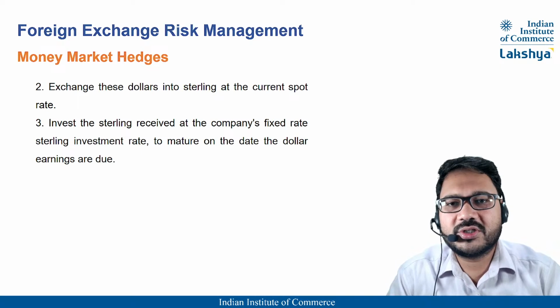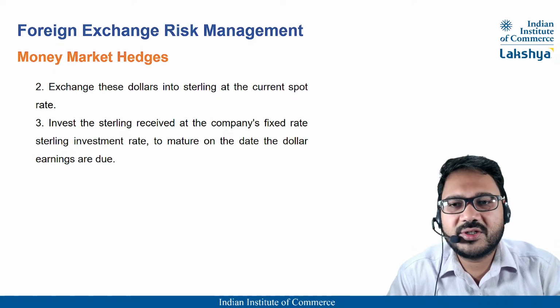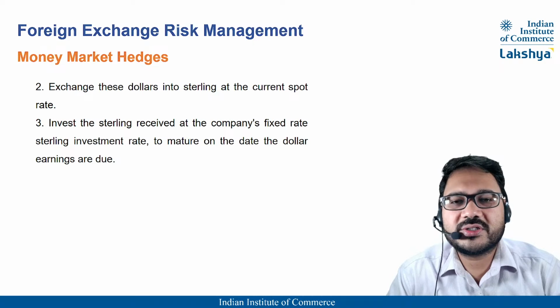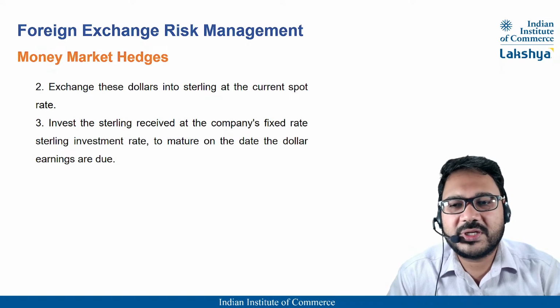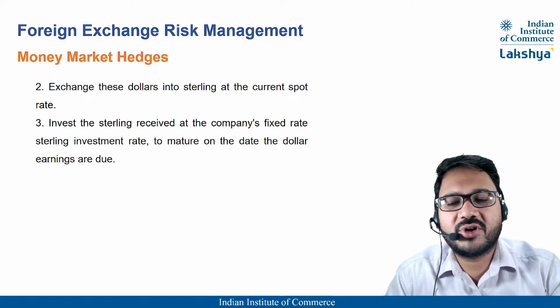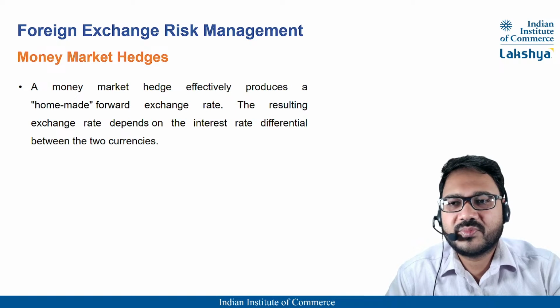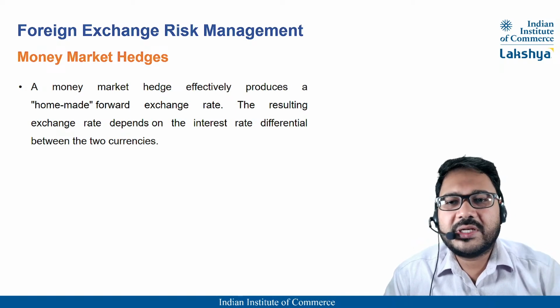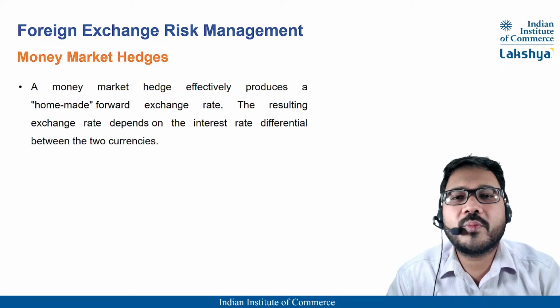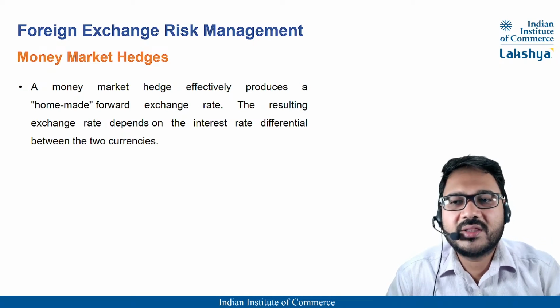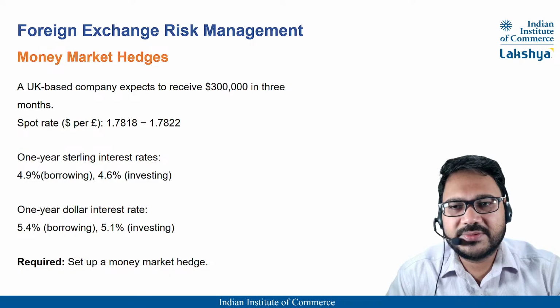Then whatever dollars we have borrowed, we shall exchange these dollars into sterling at the current spot rate and invest the sterling received at the company's fixed rate sterling investment rate to mature on the date the dollar earnings are due. So we borrow it, convert it, and then invest it. So it is a three-step process. A money market hedge effectively produces a homemade forward exchange rate. The resulting exchange rate depends on the interest rate differential between the two currencies. So you have effectively just locked in a rate.